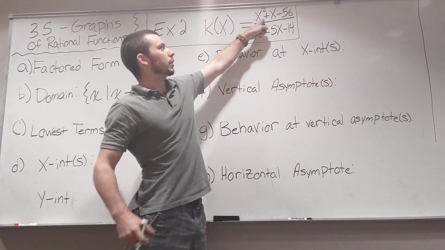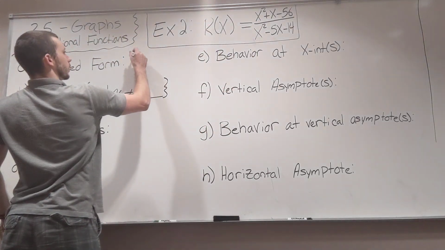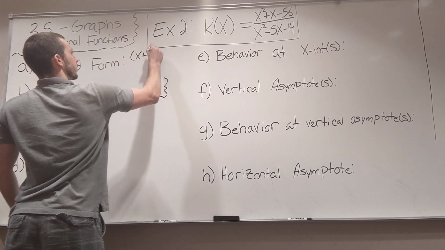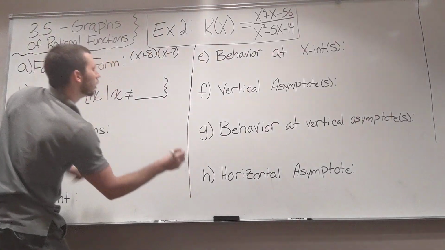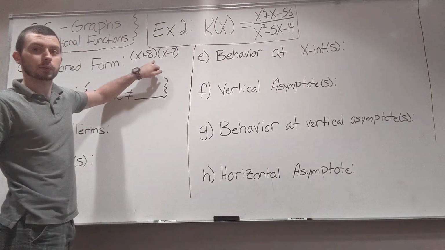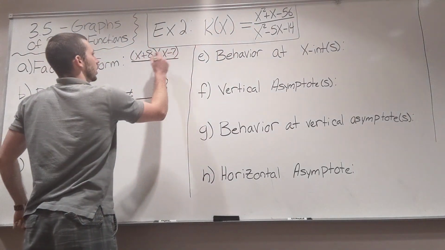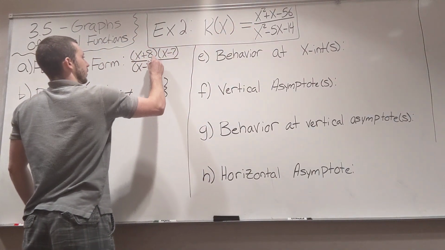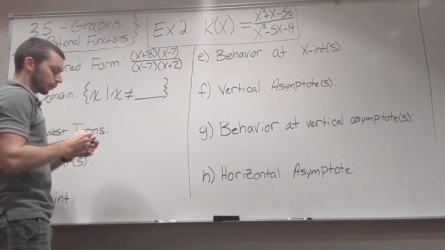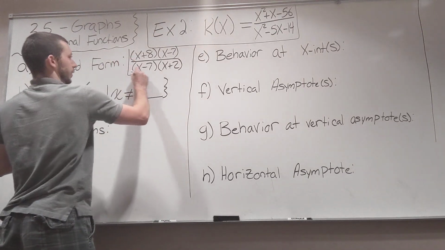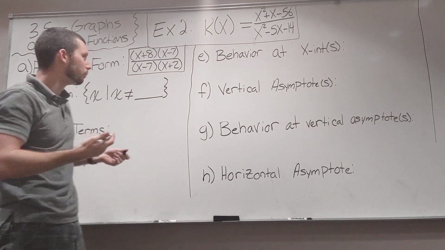So the numerator, I'll go ahead and write that down. That's x plus 8 times x minus 7. So that's the numerator, x plus 8 times x minus 7. That's the factored form of this numerator. And the denominator is x minus 7 times x plus 2. So I'm going to go ahead and just conclude that that's the answer here. I'm hoping you're all comfortable with factorization by now.